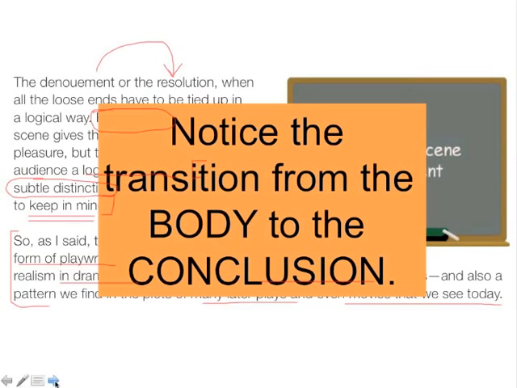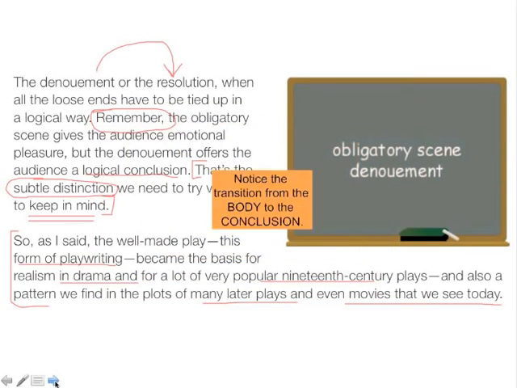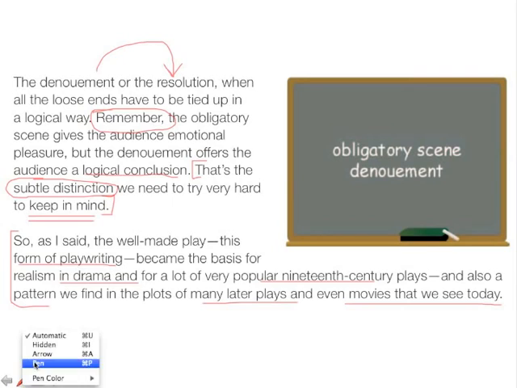So finally, notice how we transition from the body to the conclusion. Notice he says, as I said, the well-made play. So basically going back now and signaling to us that he is going to review some of the information we heard before. And again, very short.